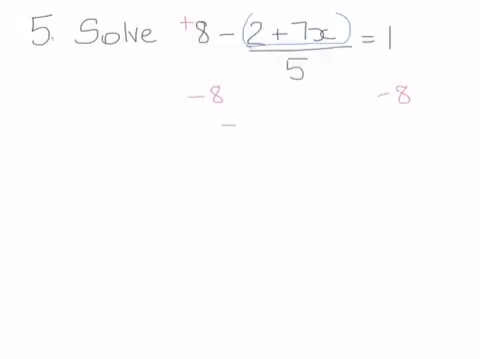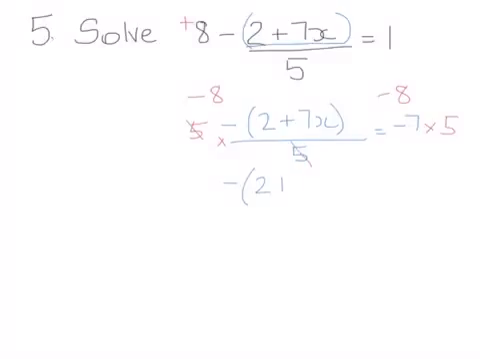So be careful, make sure the minus is left there, so the left hand side, and we've got minus 7 on the other side. At the moment we've got to divide by 5. Opposite of dividing by 5 is timesing by 5. Do the same to the other side. The 5's cancel, and I'm left with negative outside of 2 plus 7x equals minus 35.